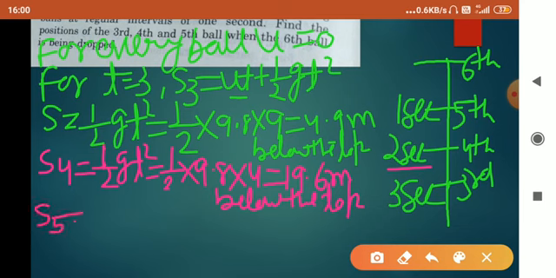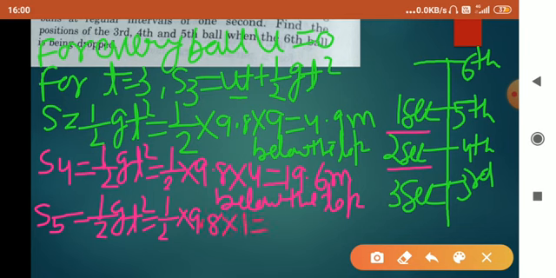Now the position of the fifth ball. So for the fifth ball, time is 1 second. Apply the same formula, half g t square, where g is 9.8 and t square is 1 in this case. So on solving this, we have 4.9 meter below the top. So that's how we have solved these questions. Let's try to solve some more problems.